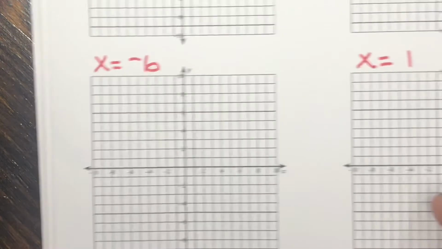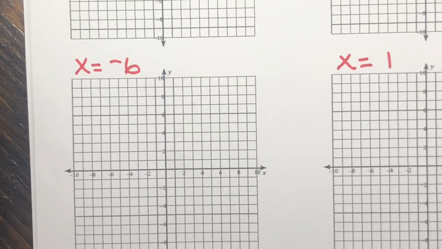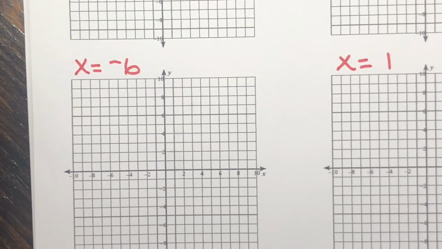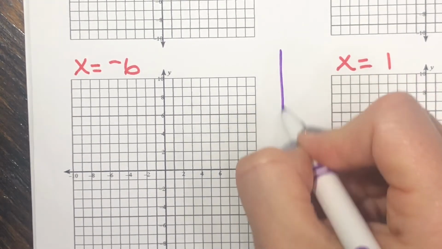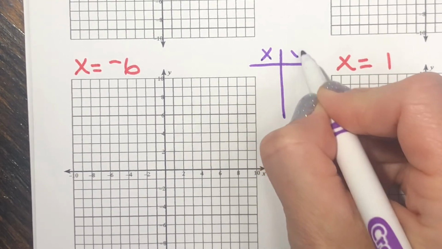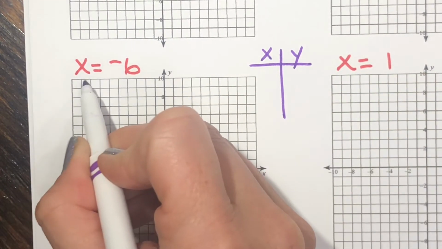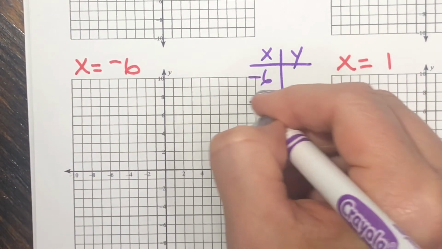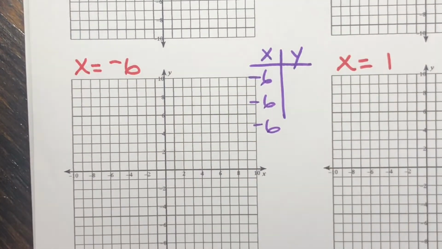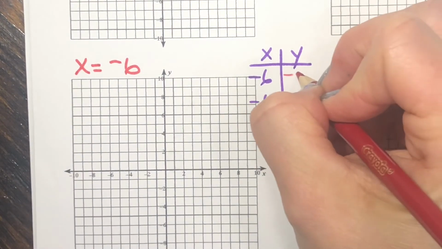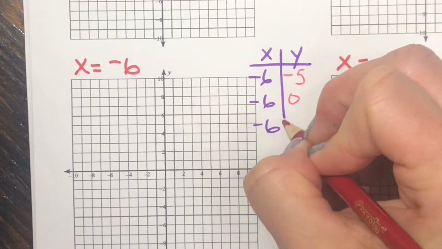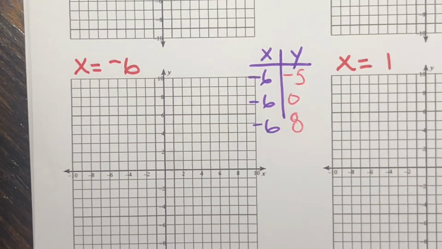Let's take a look then at what x equals -6 is. And hopefully you remember this. If you don't remember, you can fall back on this table of values every single time. They're telling you, guess what? X has to be -6. I don't care what you choose for y, but x has to be -6. Let's choose -5, 0, and 8. I just chose whichever ones I wanted.